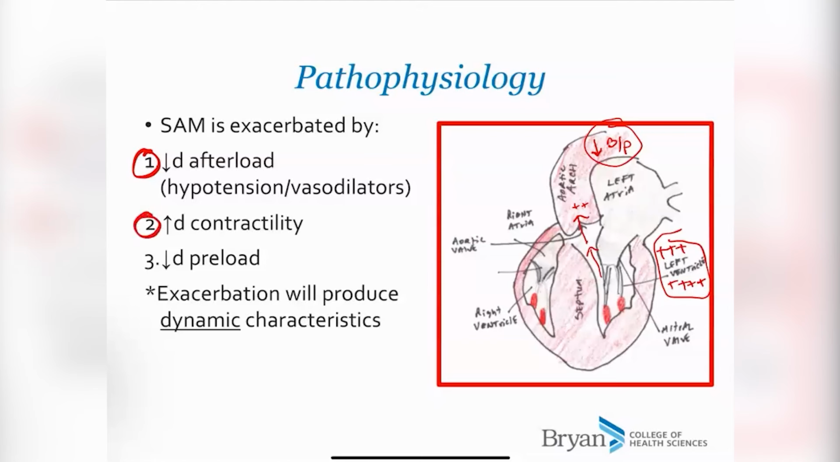Increases in contractility, for the exact same reason, cause the septum to be pushed closer towards the left ventricular outflow tract and obstruct the outflow tract. And then for the same reason, the decreases in preload, which we discussed earlier as well. So any dynamic conditions will exacerbate the issue of the obstruction.